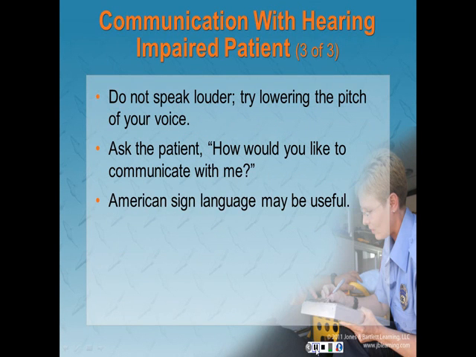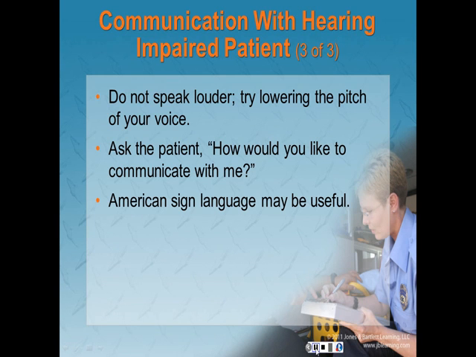Do not speak louder, and you can also try to lower the pitch of your voice. Ask the patient, "How would you like to communicate with me?" American Sign Language may be useful. You can use an interpreter, a family member, or a friend, or you could take a class in ASL. If an interpreter is not readily available, call your receiving facility early on to request one.